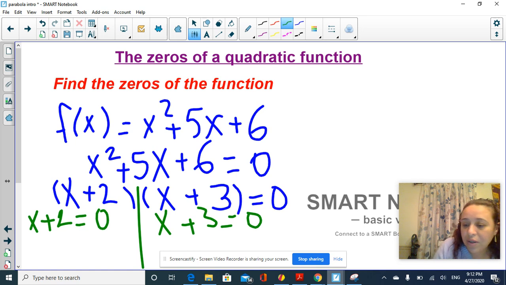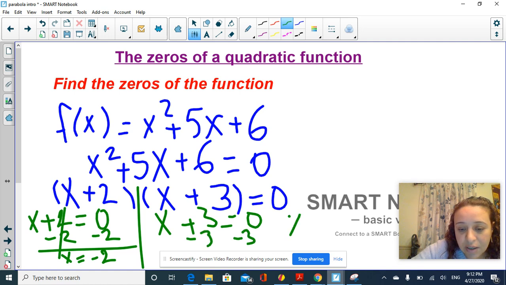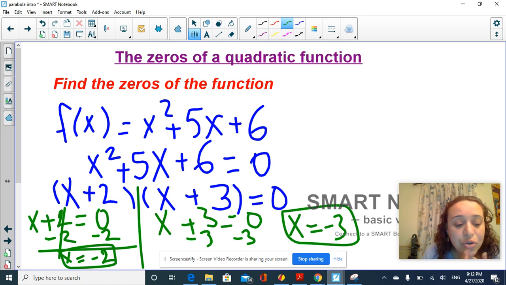These are two linear equations. If you solve the first one, we subtract 2. X equals negative 2. The first solution, or the first 0. The first value of x that makes this function equal 0. If you plug in x equals negative 2, the value of the function will be 0. Subtract 3 from both sides, then x equals negative 3. We have two solutions, or two zeros, or two x-intercepts.